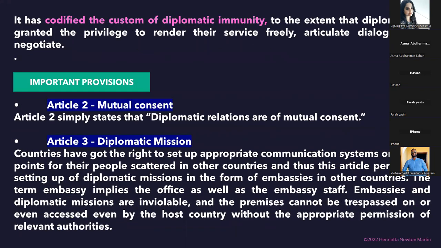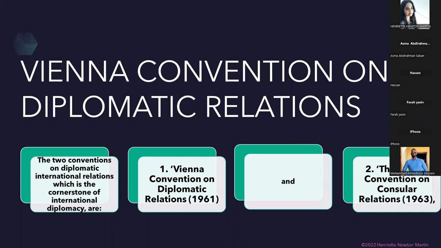In the Vienna Convention, there are two conventions that are important. That is the Vienna Convention on Diplomatic Relations, 1961, and the provisions that I discussed today are important provisions. A question will come on the Vienna Convention on Diplomatic Relations. For that, you will have to write that the two conventions on international diplomatic relations, which are a cornerstone of international diplomacy, are the Vienna Convention on Diplomatic Relations 1961 and the Vienna Convention on Consular Relations 1963. You'll have to write both these conventions as part of this bracketed Vienna Convention.